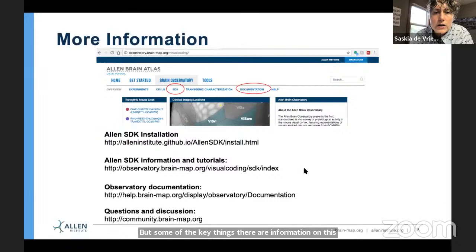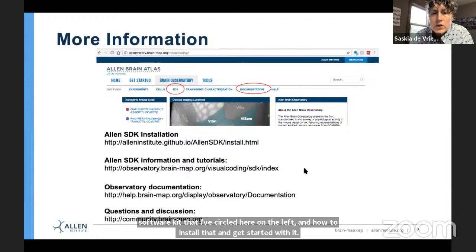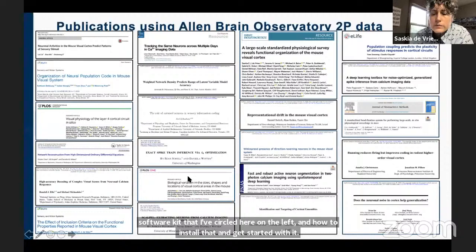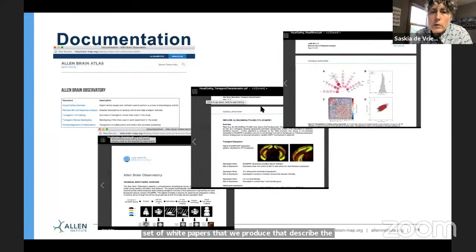As well as on the right, I've circled a link for documentation, which will lead you to a set of white papers that we produce that describe the experimental procedures, the transgenic tools that we use, and how we've processed and analyzed this data in the analysis that's made readily available. There's always more analysis that everyone can do on their own with the data as well, but we've done some preliminary analyses and we outline that in one of these white papers.